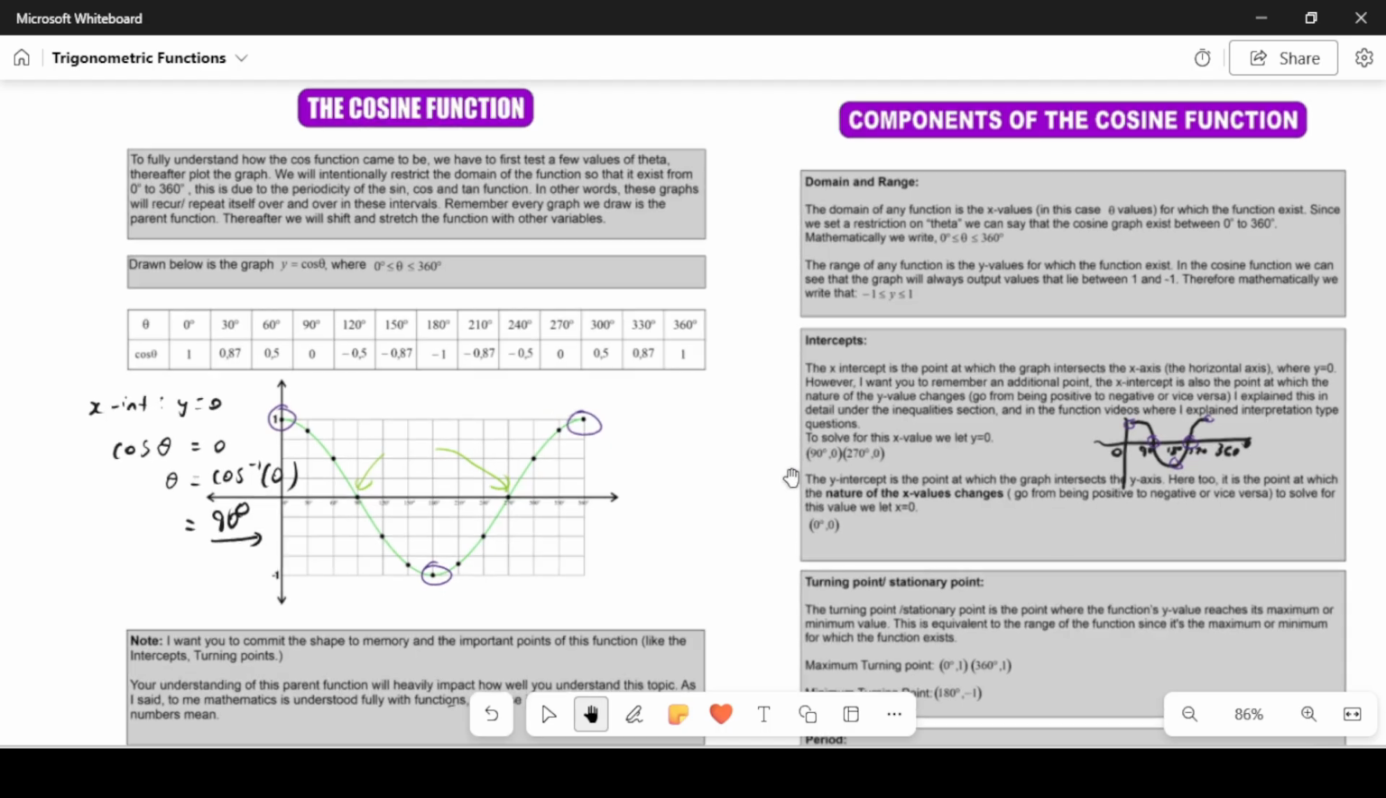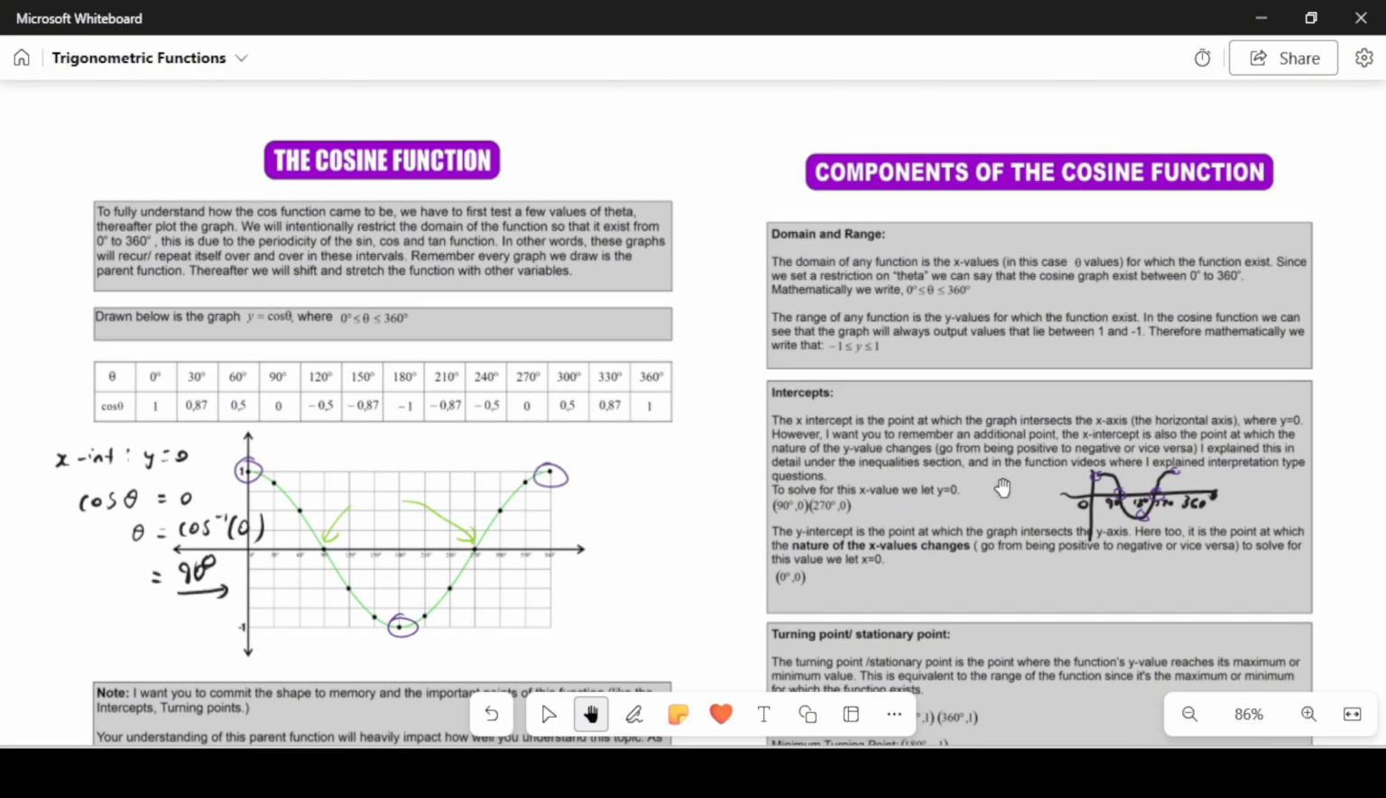The most important things that you need to take care of are the domain, the intercepts, the turning points, and sketching the function so that you have a visual reference of what the parent function is trying to communicate. That's very important. So we're going to move over to the cosine function in a more generalized form, again, so that we can expand our applications with it.